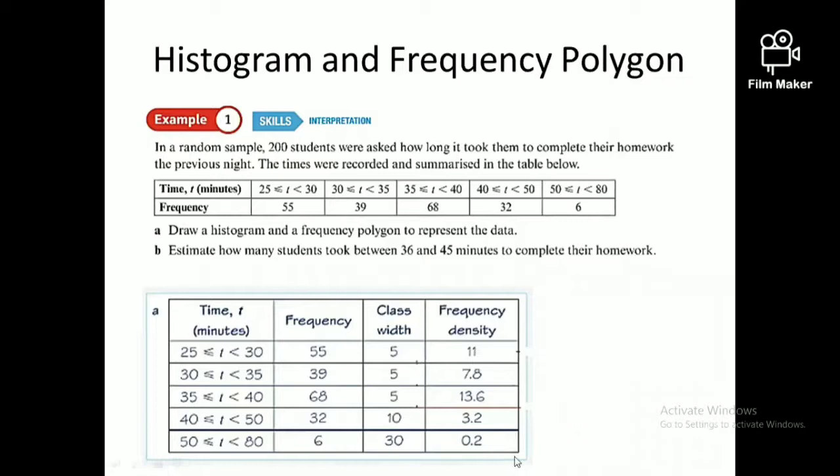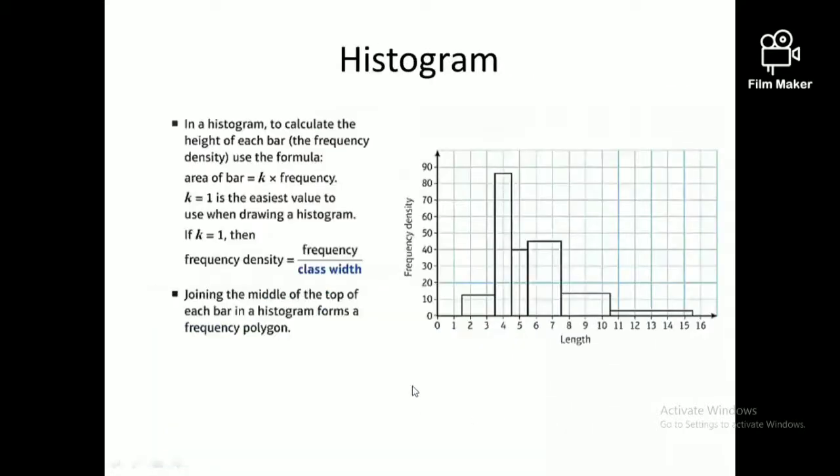The next part is the most important section, right? We know, children, frequency density equals how much? Frequency divided by class width. Then if you cross multiply, what do you get? Frequency is equal to frequency density into class width. Frequency density is which length? The height over here. Class width is this length.